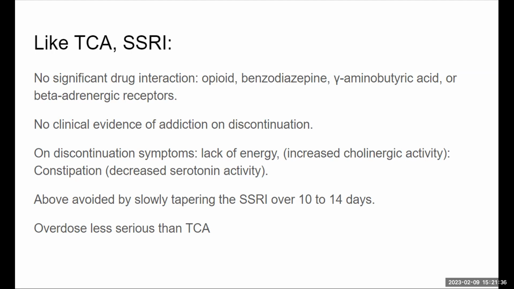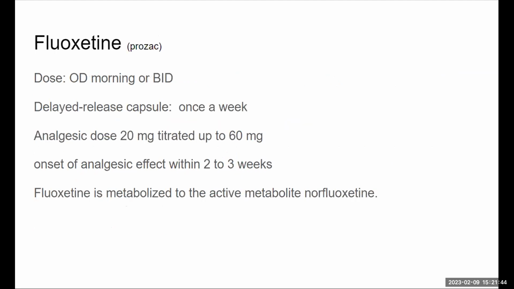And TCA is quite lethal when people overdose on it, but with SSRIs, the overdose is not as serious as TCA. Fluoxetine's analgesic effects again take about 2 to 3 weeks to kick in. If a patient is requiring an SSRI, then one should use fluoxetine for pain as well as for the mood disorder.